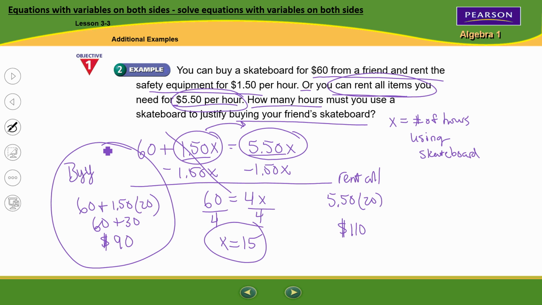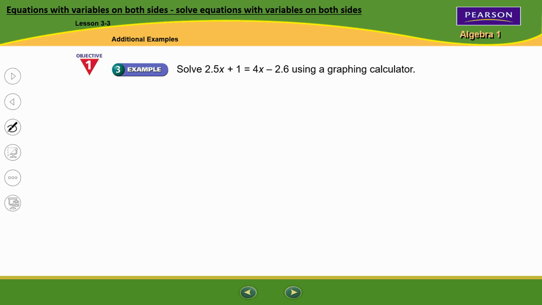So I'll write a little note. Cheaper to buy after 15 hours. And my penmanship is horrible down there, but I said I was exhausted and I meant it. I apologize. But we got our answer. I think this is the last one.